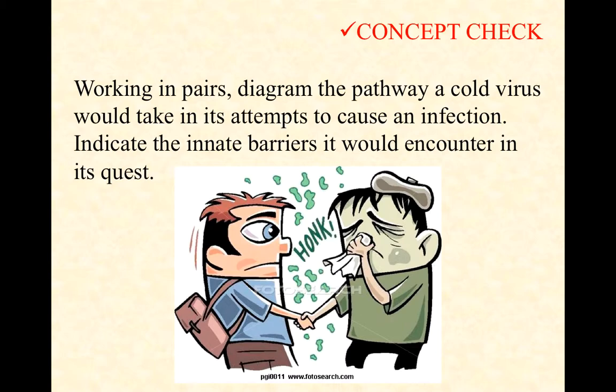Diagram the pathway that a cold virus, let's say it's a rhinovirus, would take in its attempts to cause an infection. Start at the very, very beginning. It's outside. Where is it? How does it get in? What are the portals of entry? All the way through actually causing infection. Indicate during this process, in your diagram here, the innate barriers that it would encounter in its quest. So go ahead and click pause and work on this one.